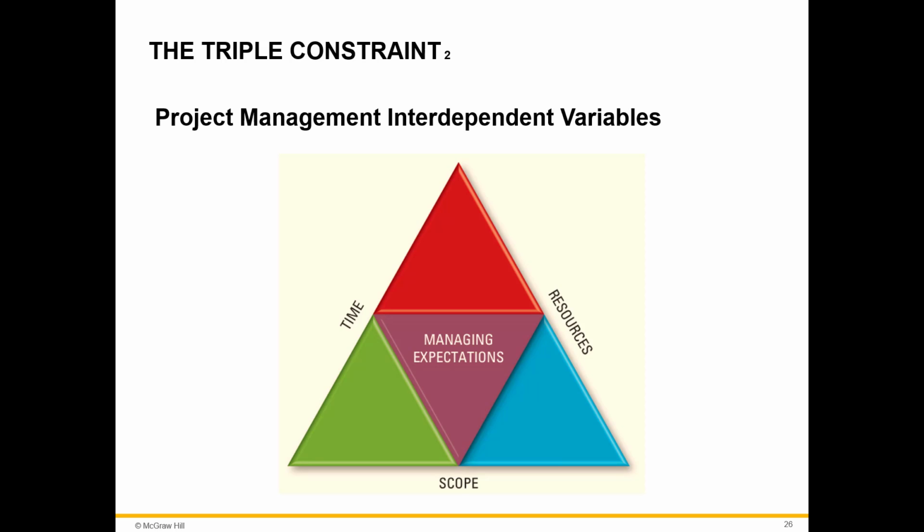For example, moving up a project's finish date could mean either increasing cost to hire more staff or decreasing the scope to eliminate features or functions. Increasing a project's scope to include additional customer requests could extend the project's time to completion or increase the project's costs or both. Project quality is affected by the project manager's ability to balance these competing demands.